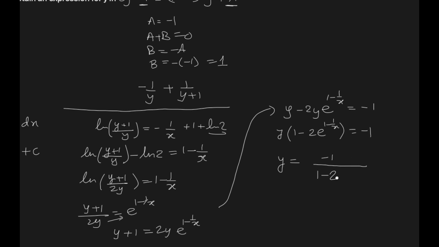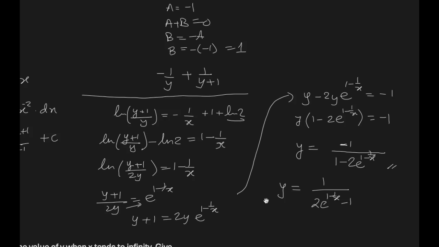1 minus 2 e to the power 1 minus 1 over x. We got y in terms of x, and it was 1 over x, not x. Leaving it like this will not be okay because the numerator is negative. So I can make it positive and change their places: 1 over 2 e to the power 1 minus 1 over x minus 1. I swap their places because I changed the sign of the numerator. You could have left it like this, but it doesn't look nice.